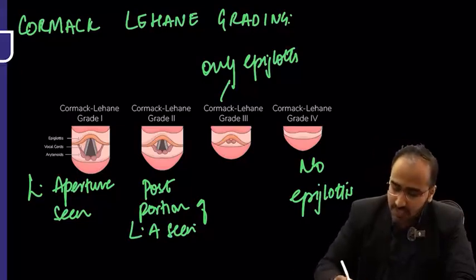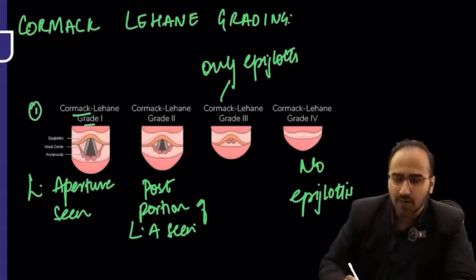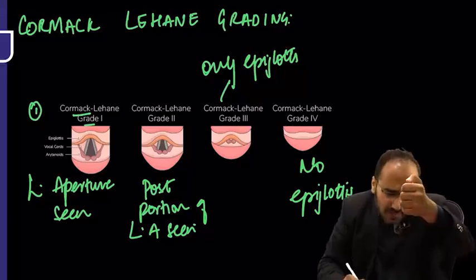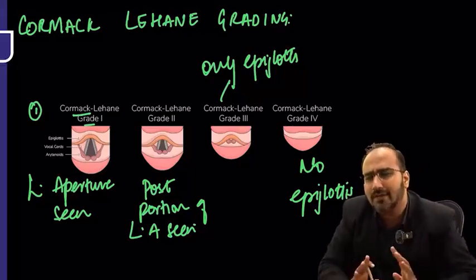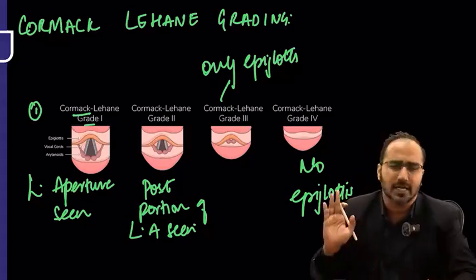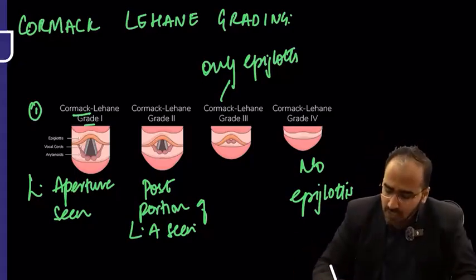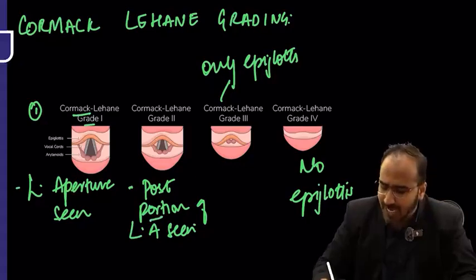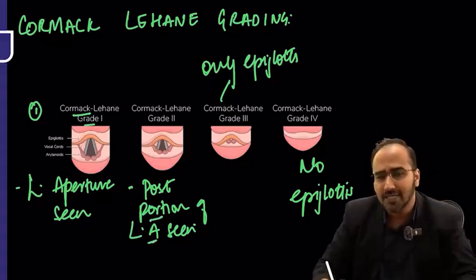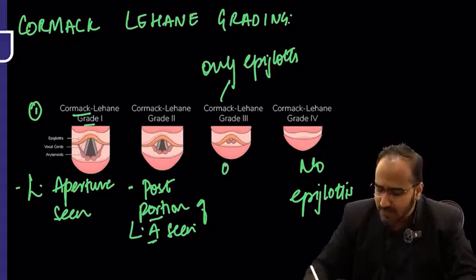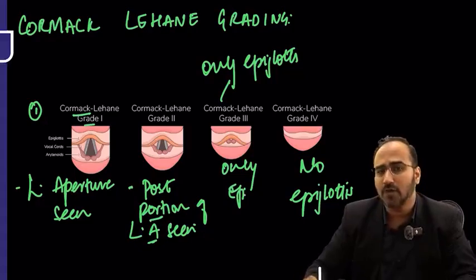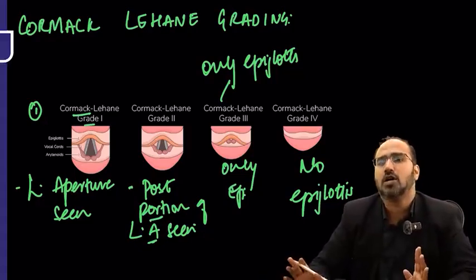Now just look over here. In Cormack-Lehane we have 4 grades. First grade is what? While doing laryngoscopy, you are able to see the laryngeal aperture clearly. Everything is appearing clearly. That is grade 1. Grade 2 means only the posterior portion of the laryngeal aperture is seen. Grade 3 is what, guys? Only the epiglottis is seen. And grade 4 means the epiglottis is also not seen.